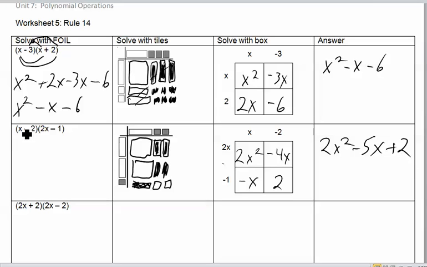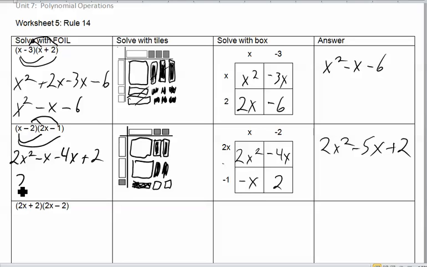So let's do it with FOIL. So we have our firsts. X times 2x is 2x squared. Our outers, x times negative 1 is negative x. Our inners, negative 4x, pardon me, 2 times 2 is 4. And our lasts, negative 2 times negative 1 is positive 2. And when we combine these, we get 2x squared minus 5x plus 2.